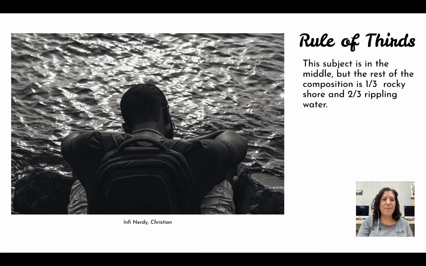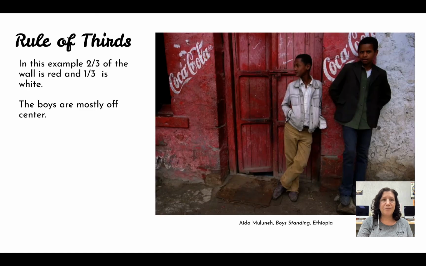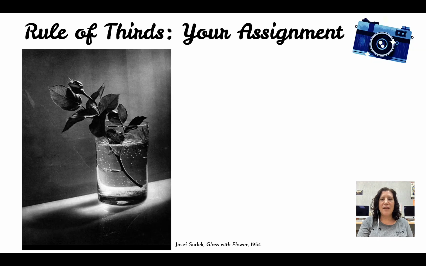So here's an example where it can work, although it is fairly symmetrical left to right, which I was mentioning before is a way that usually works well. In this example, 2/3 of the wall is red and 1/3 of the wall is white, and the boys are mostly off center along that 1/3 line.